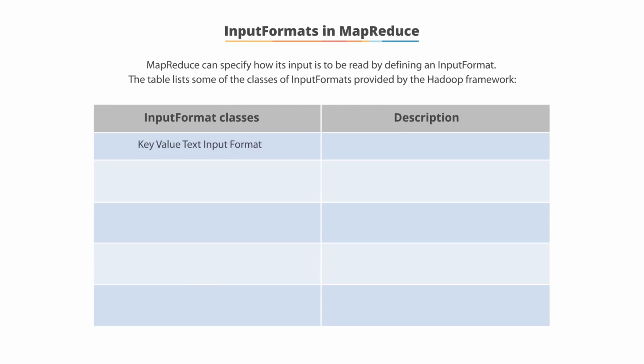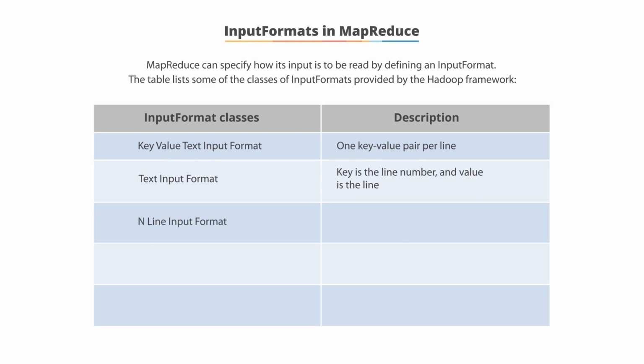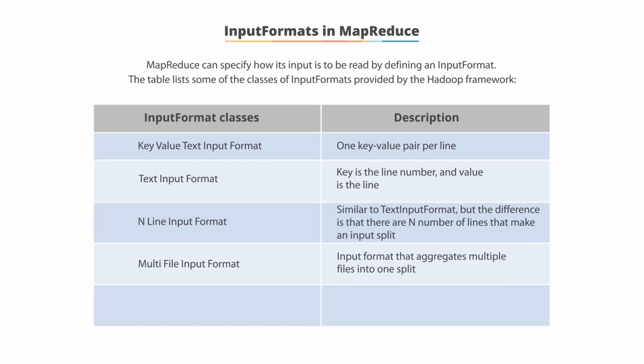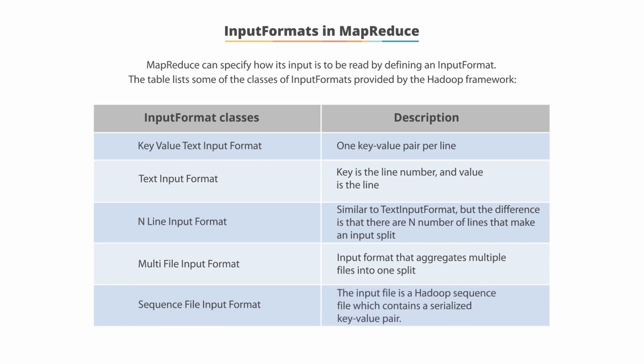The first class is KeyValueTextInputFormat, which is used to create a single key value pair per line. TextInputFormat is used to create a program that considers a key as the line number and a value as the line itself. NLineInputFormat is similar to TextInputFormat, except that there are n number of lines that make an input split. MultiFileInputFormat is used to implement an input format that aggregates multiple files. For the class SequenceFileInputFormat to be implemented, the input file must be a Hadoop sequence file, which contains serialized key value pairs.